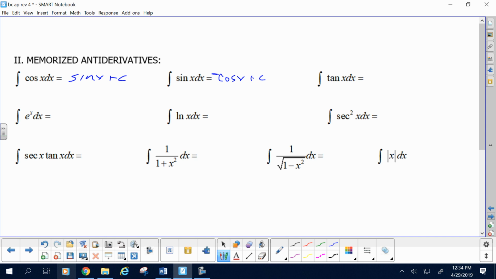Tangent. If you had to show the whole process, it's sine over cosine, then u sub, but you should probably have it memorized. It is log of the absolute value of secant. Okay?